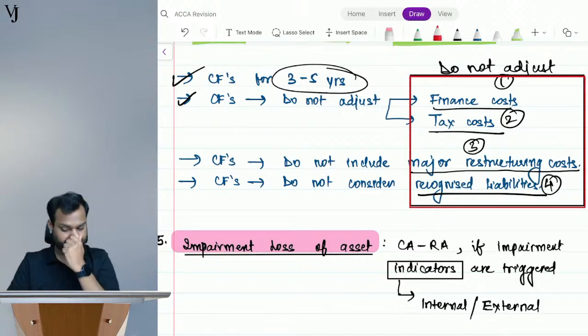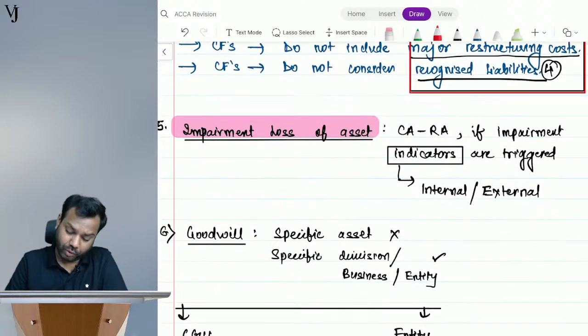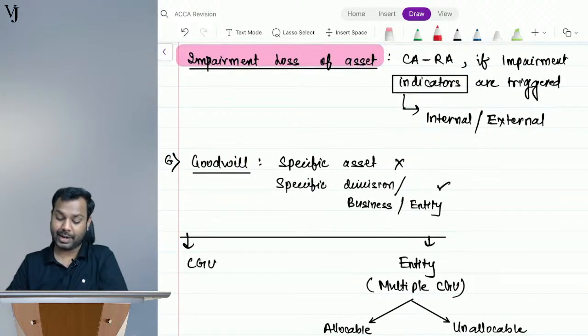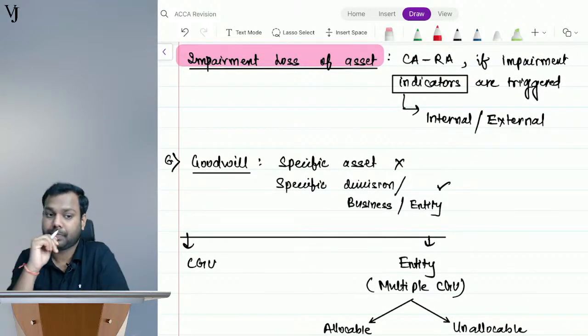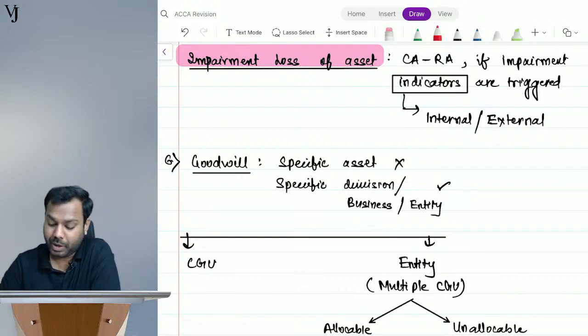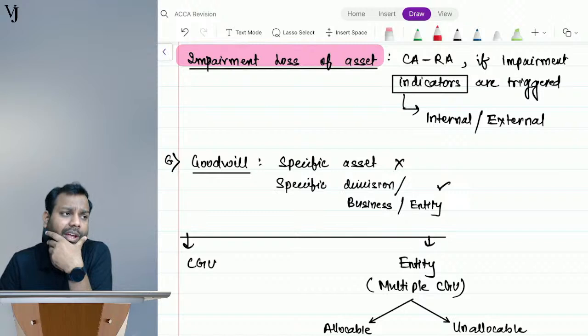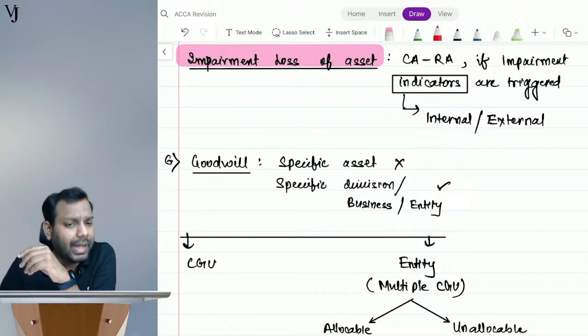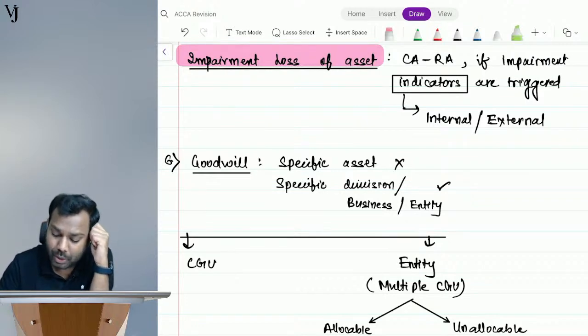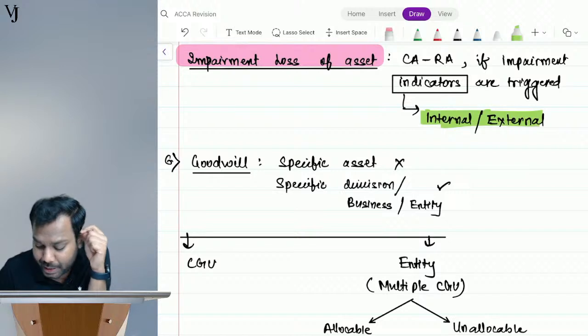Now coming to the 5th point, that is impairment loss of an asset. Understand, guys. As I have already told, if the carrying amount is in excess of the recoverable amount, the excess is impaired. Excess is impairment loss. But will I test the asset for impairment every year? No. I will test the asset for impairment only and only if the impairment indicators are triggered.